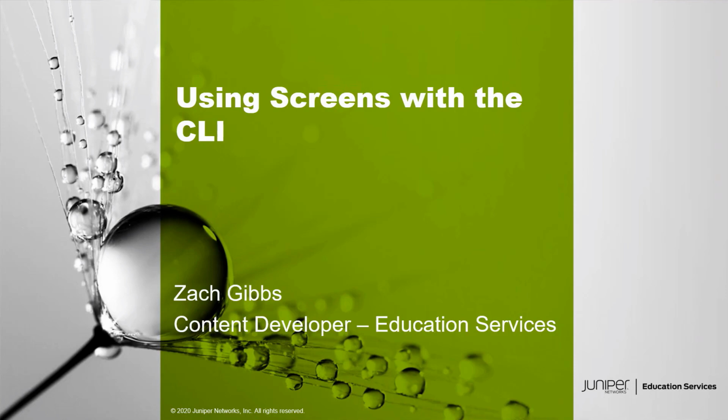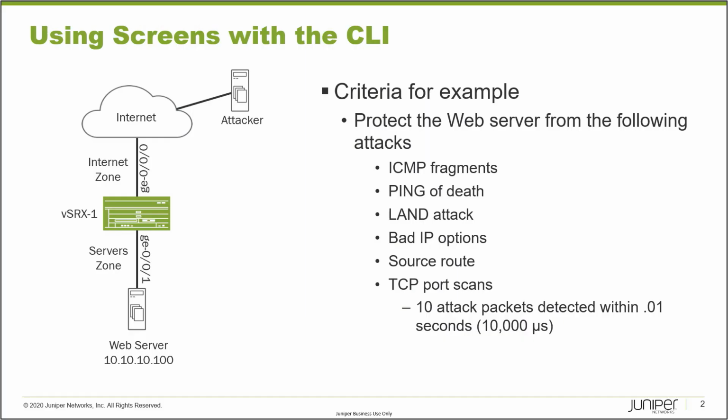And today we will be going through the using screens with the CLI Learning Byte. All right, so here we see a topology on the left that I want to point out a few things. First, we have vSRX1 in the middle, and that's connected to the internet zone with the ge-0/0/0 interface. And then vSRX1 connects to the server through the server zone on ge-0/0/1.